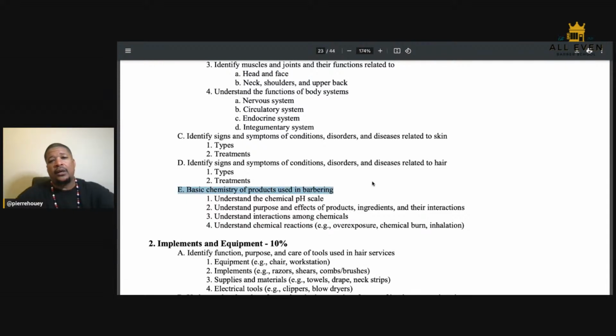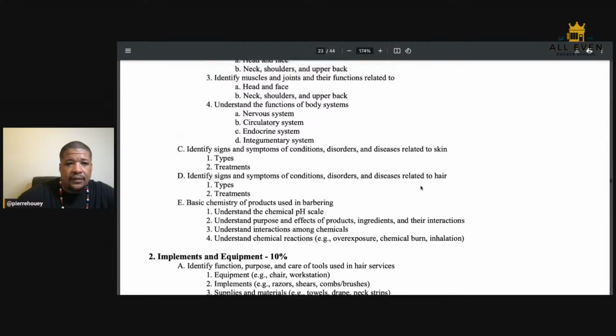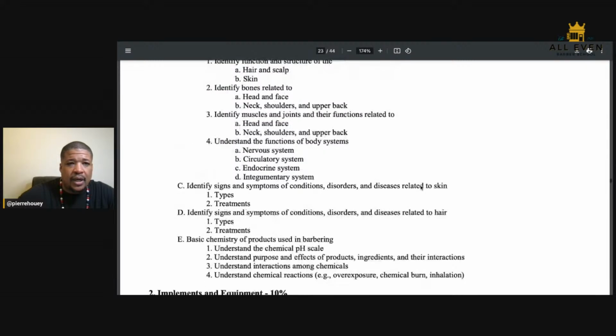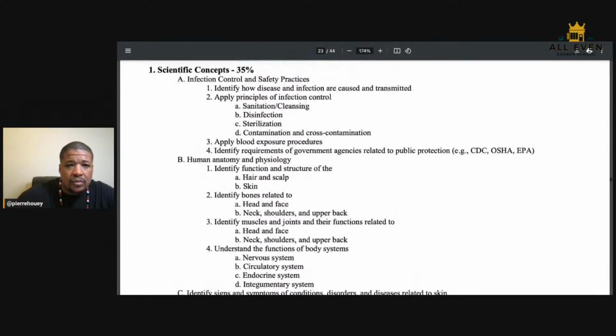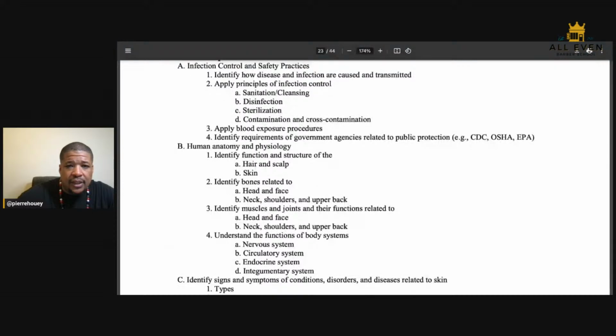Last week we had a very informative study session talking about point of contact E, in which we talked a lot about the chemical pH scale and the chemical reactions. Today, we always talk about infection control. Let's see if we can't find something else.